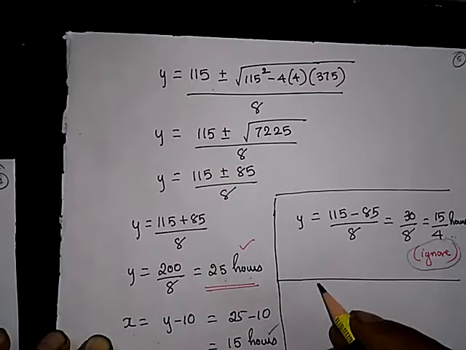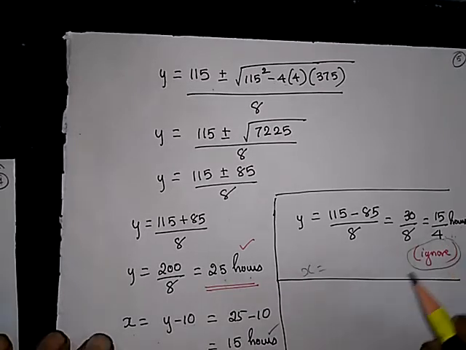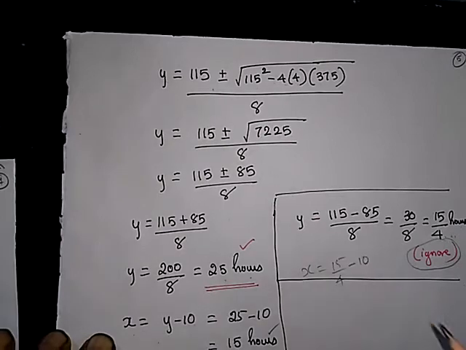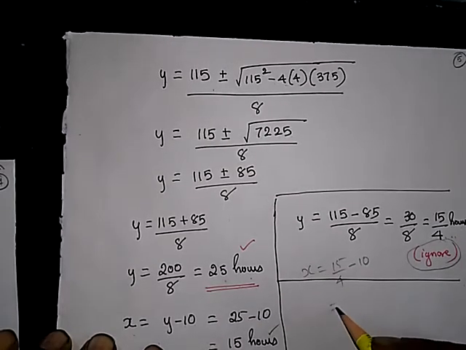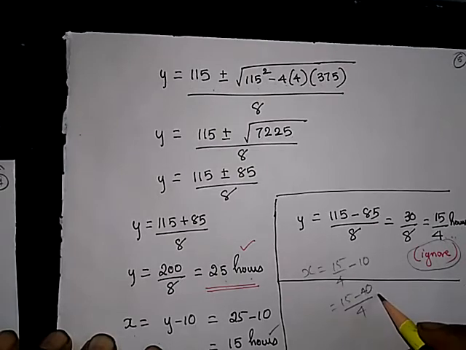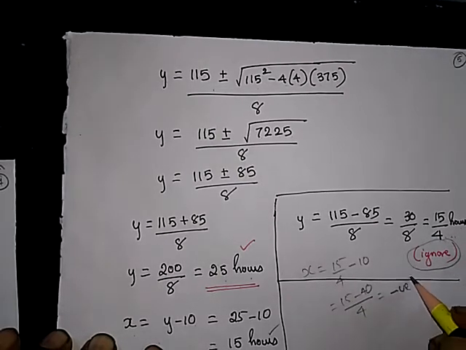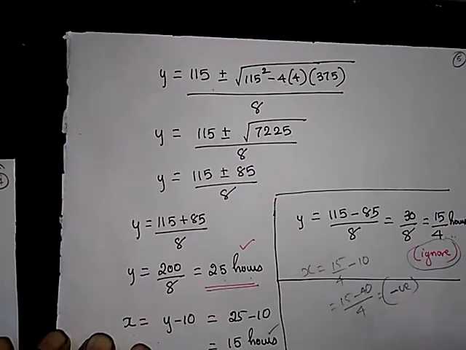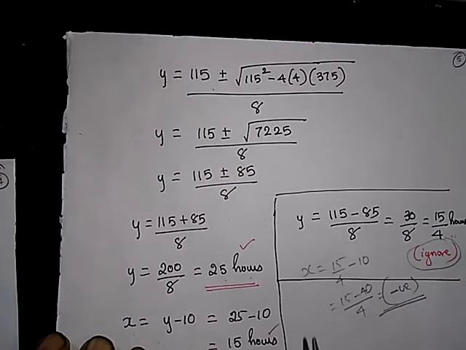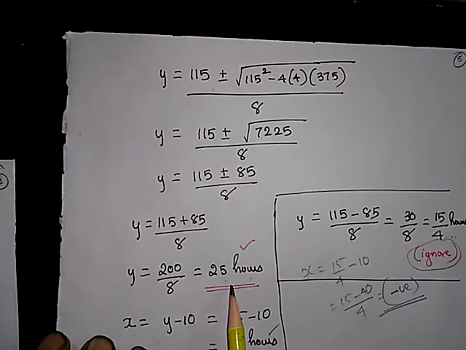Now if you take the other value, if you substitute in the place of x, x is equal to 15 by 4 minus 10. So what will happen? 15 minus 4 tens are 40, by 4. This will give you a negative value. So we are not interested in a negative value. That's why we are ignoring this value. So the correct answer is, the smaller diameter pipe will take 25 hours and the larger diameter pipe will take 15 hours.